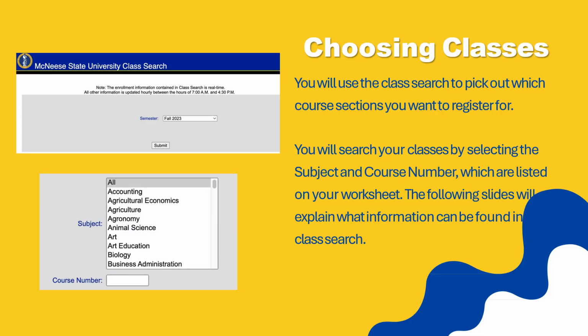You will use the class search to pick out which course sections you want to register for. You will search for your classes by selecting first the subject and the course number, which are listed on your worksheet. The following slides will explain what information can be found in the class search. So for example, if you were advised to take English 101, English would be the subject, 101 would be the course number.